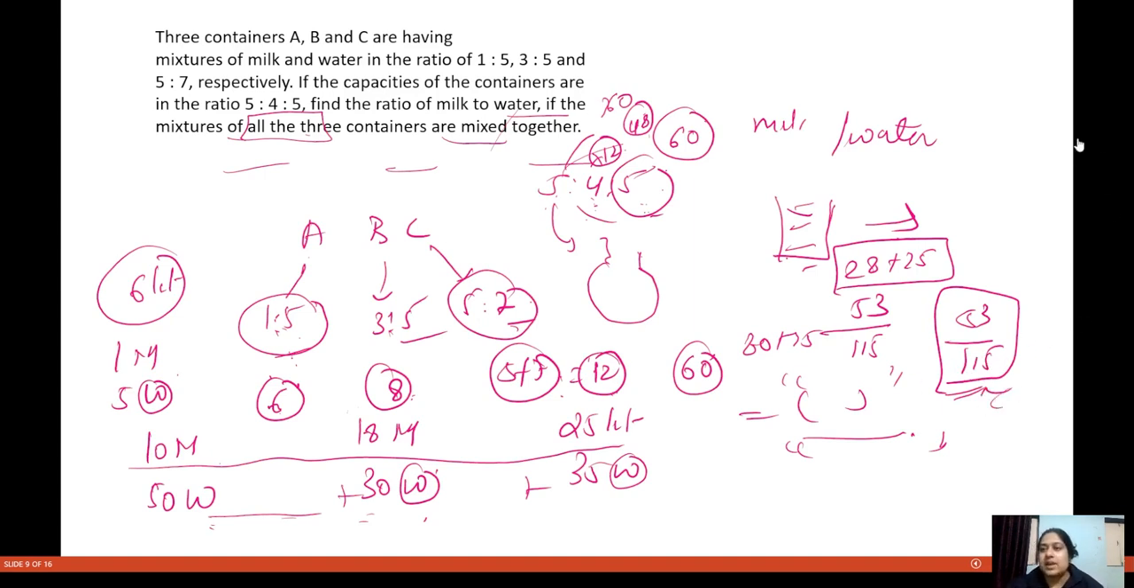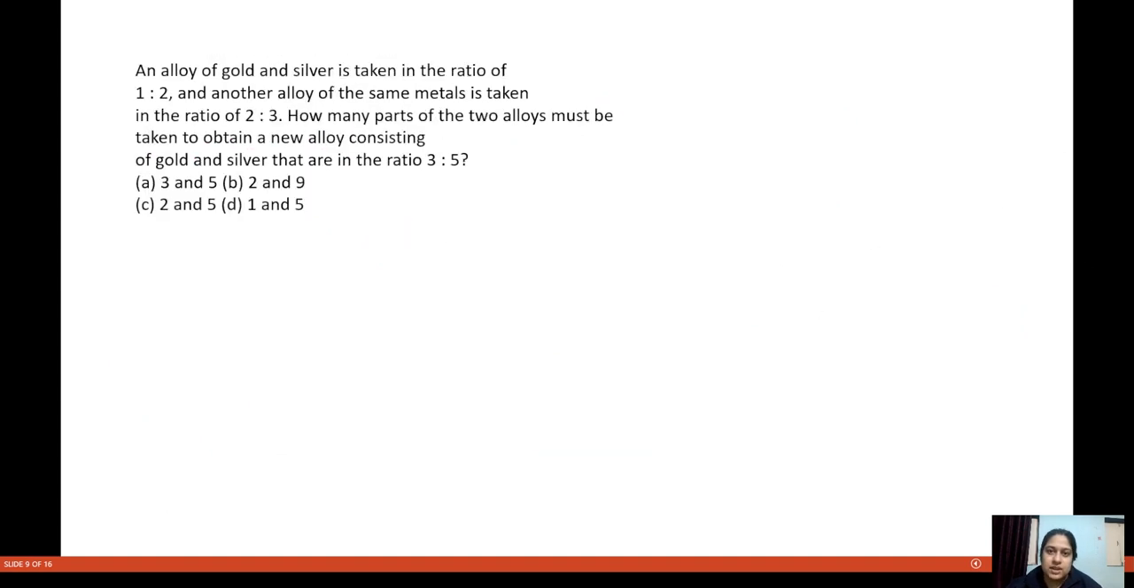It is saying an alloy of gold and silver is taken in the ratio 1 is to 2. Another alloy of the same metal is taken in the ratio 2 is to 3. How many parts of the two alloys must be taken to obtain a new alloy consisting of gold and silver that are in the ratio 3 is to 5?